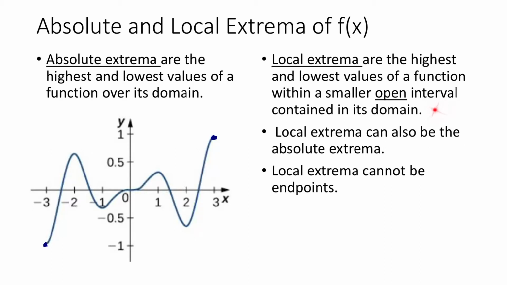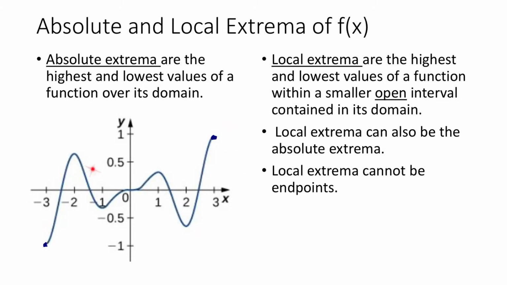And you can have multiple local extrema. Local extrema can also be the absolute extrema, but local extrema cannot be the endpoints. When we talk about having a local extreme value, it's got to have some graph on both sides of it to be classified as a local extreme value. So that's why we wouldn't have this endpoint or this endpoint classified as local extreme values, because there's no graph on one side of these endpoints.